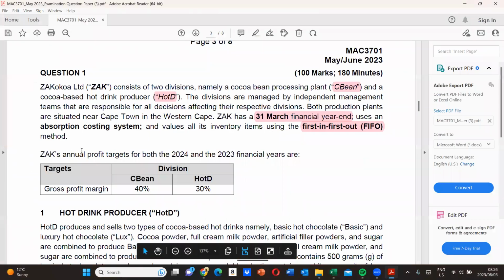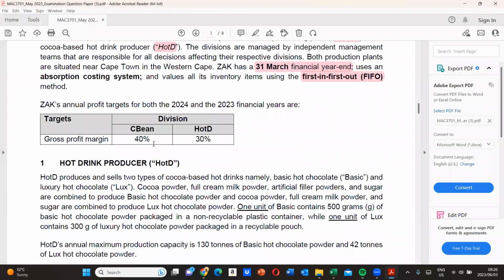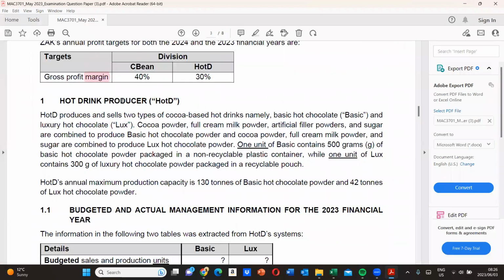ZAC's annual profit targets for both the 2024 and 2023 financial years: the gross profit margin for division C is 40%, and for D it is 30%. So these are the gross profit margins. What about the drink producer? D, the hot drink producer, produces and sells two types of cocoa-based hot drinks, namely basic hot chocolate and luxury hot chocolate. So these are the two products.